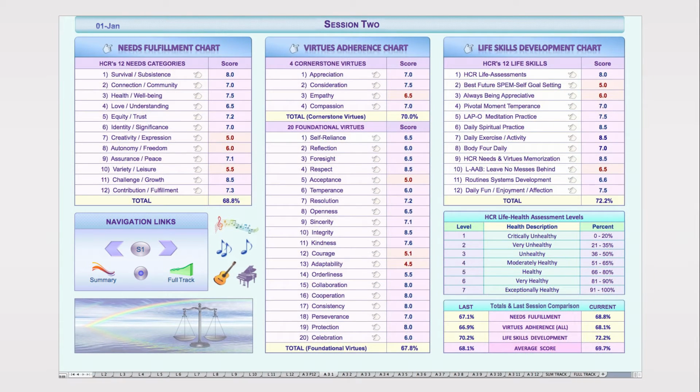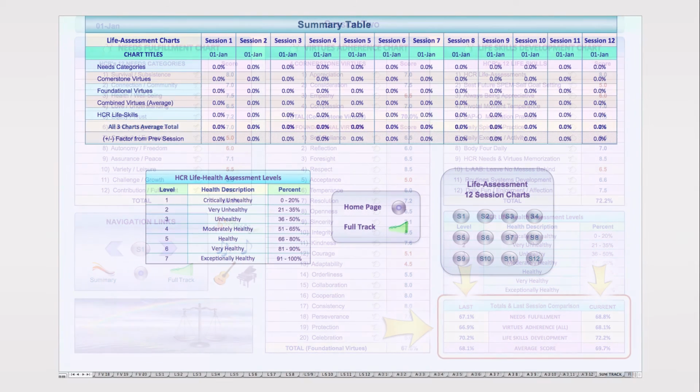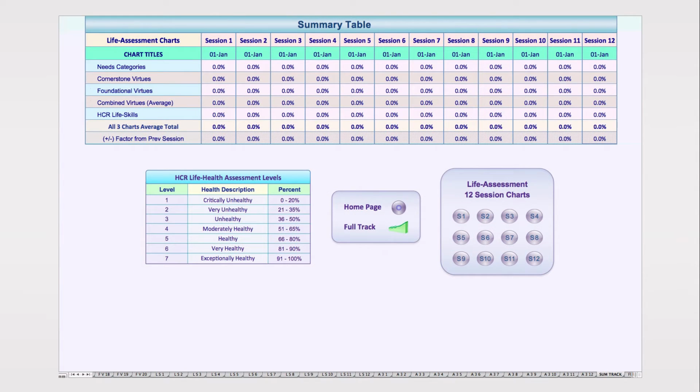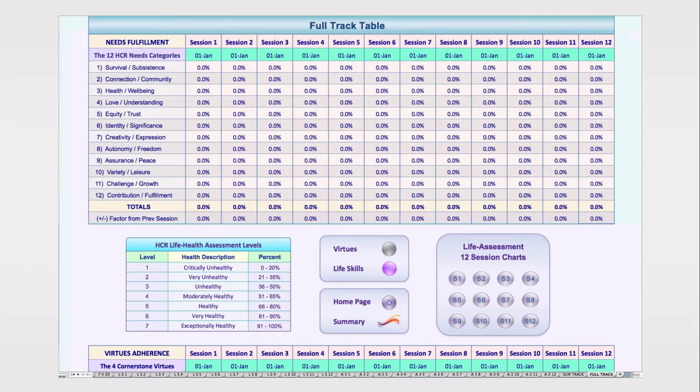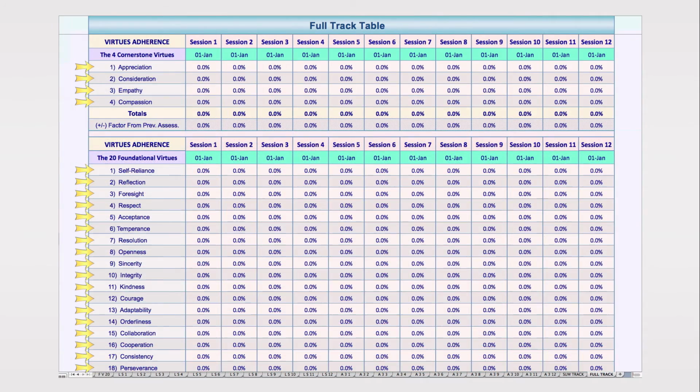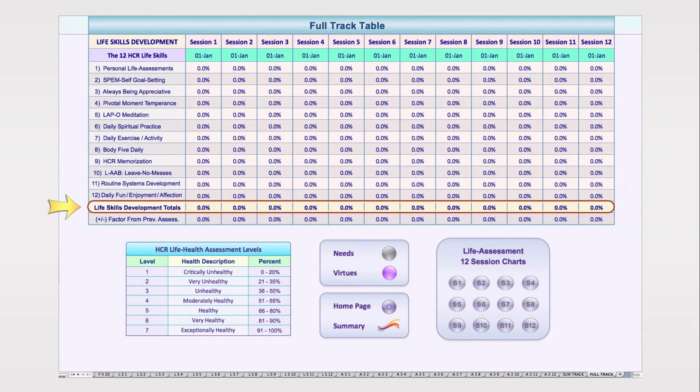Each of the session pages allows you to see your previous week's scores here on the session page. The summary and full track pages track your scores over a 12-session period. If you do weekly daily reviews, they will provide you a snapshot of a 3-month period of your life. The summary page summarizes the needs categories, cornerstone virtues, foundational virtues, the combined virtues, and the life skill total scores. The full track pages have a separate line for each of the chart items, as well as total scores.